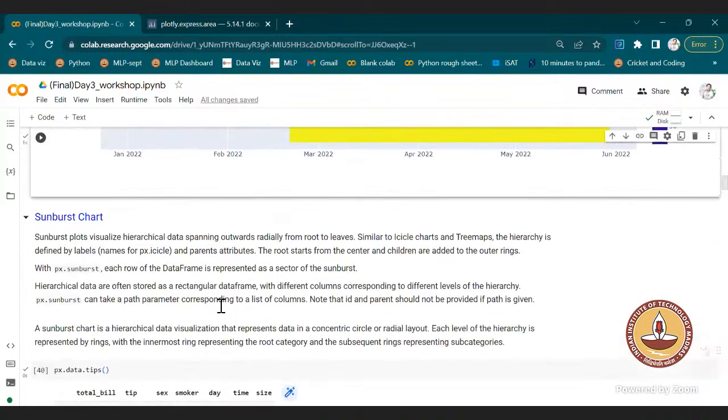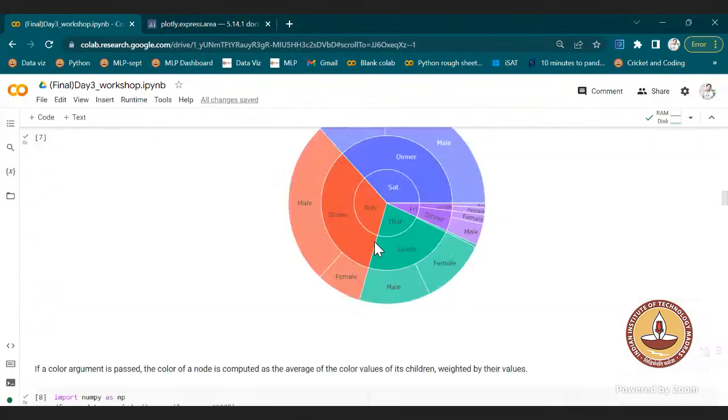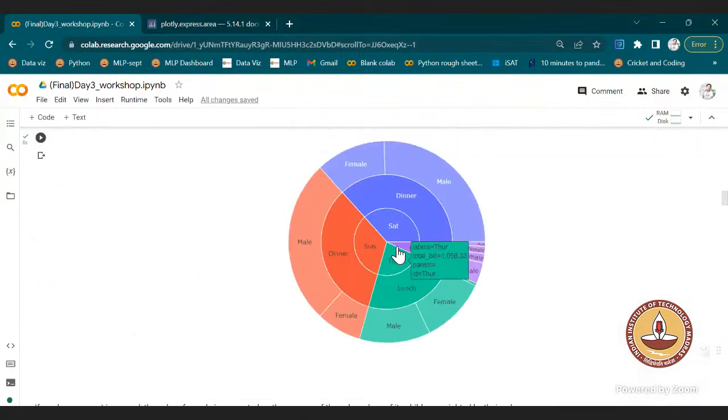Excuse me, sir. This sunburst chart, can we think of it as multiple concentric pie charts? You can say that. But whatever is at the inner circle is connected to the outer circle also. See what has happened here: you are seeing the dinner, and in that dinner you are seeing male and female. There is some contribution of each group, and at the outer circle it is also connected.